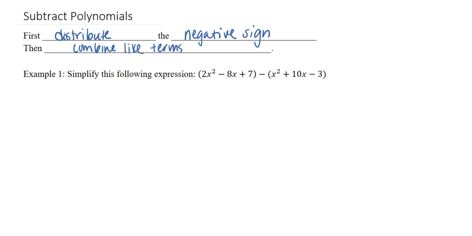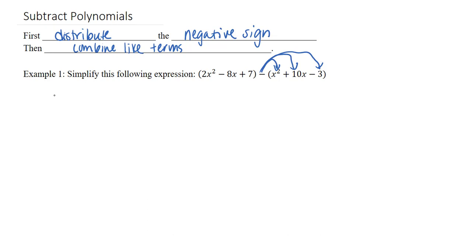Example 1, we're going to simplify the following expression. So in parentheses, we have 2x squared minus 8x plus 7, minus, in parentheses, x squared plus 10x minus 3. First thing we're going to do is take this negative sign and distribute it. We're going to think of it as -1 and multiply it by each term.